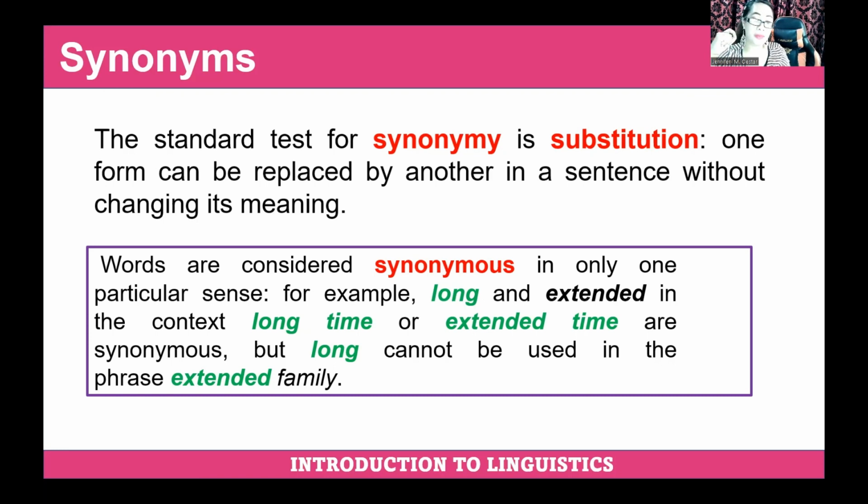So I will give more examples para ma-explain. Words are considered synonymous in only one particular sense. So dito mayroon tayong some exemptions to the rule. The words long and extended in the context of a long time or extended time are synonymous. Tama ba? Long time, extended time, synonymous sila. Pero hindi mo pwedeng gamitin yung salitang long para sa definition ng family, kasi you know that long means mahaba. But here, extended is just the appropriate word for the family. You cannot say long family but extended family. Even though kanina synonymous siya, kahit pag-replace mo yung word na long and extended para i-describe yung time, hindi nabago yung meaning. So synonymous siya. But then when we describe the family, you cannot say long family.